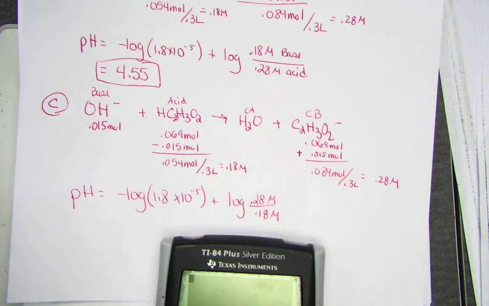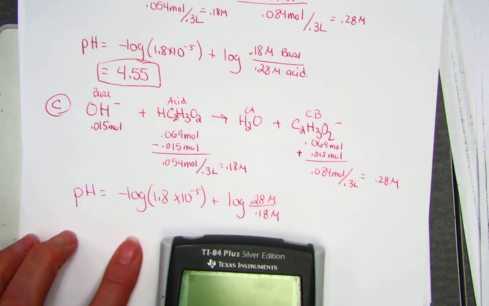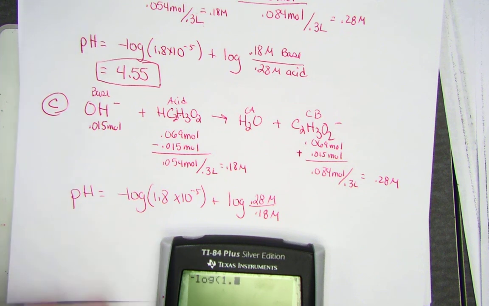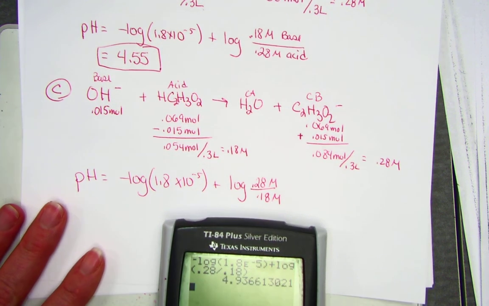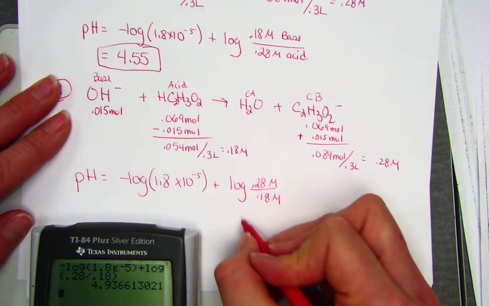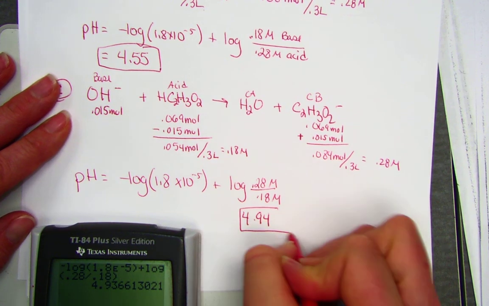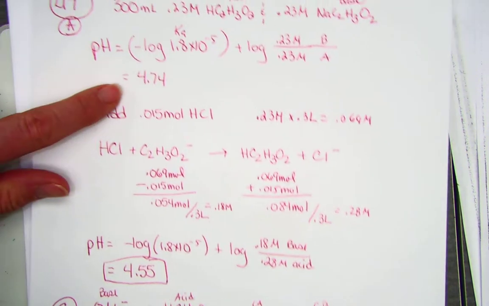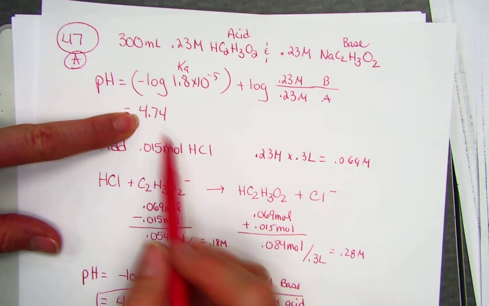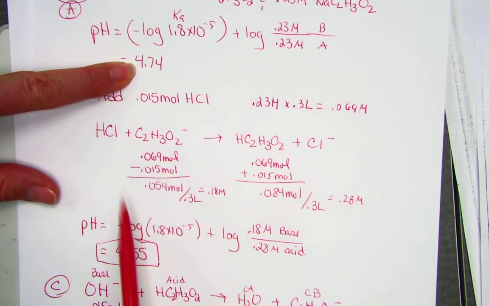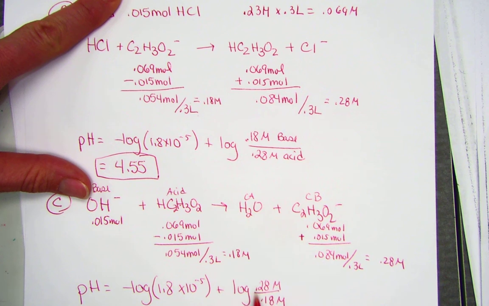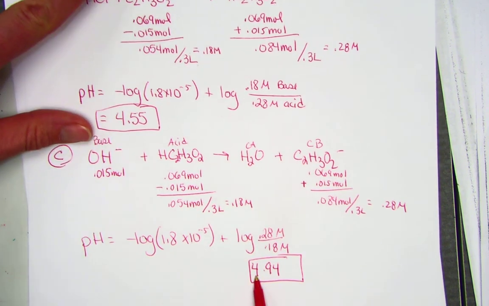I suspect it's a little higher than 4.7, but not too bad. So negative log 1.8 E negative 5 plus the log of the ratio of 0.28 over 0.18, 4.94, if I round a little bit, 4.94 pH units, which makes sense. Without adding, we're at 4.74, straight pKa. Adding strong acid should make it go down a little on the pH scale. It did. And adding strong base should make it go up a little bit on the pH scale, and it did.